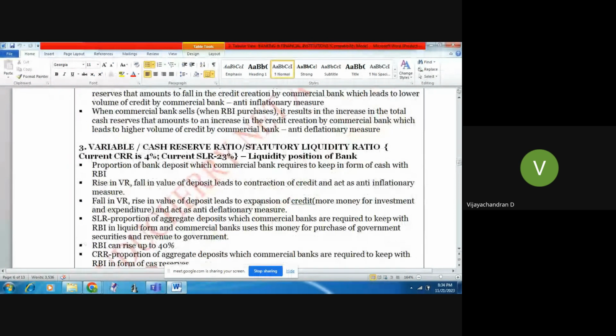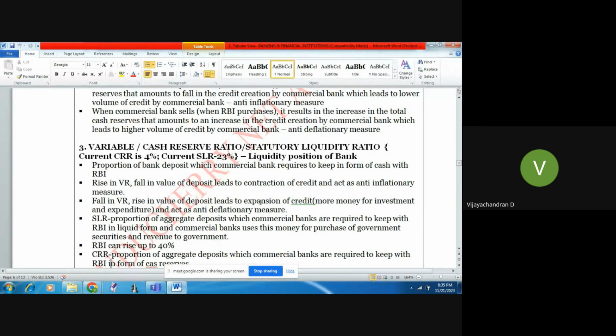Then cash reserve. The bank should at least maintain reserves. That is, not all the deposits will be given as loan. They should not be given as loan. They have to keep some amount in the form of cash and securities, that is, liquid assets. They have to maintain the amount in liquid assets, so all the amount will not be given as loan. During inflation, they will increase the reserve ratio.